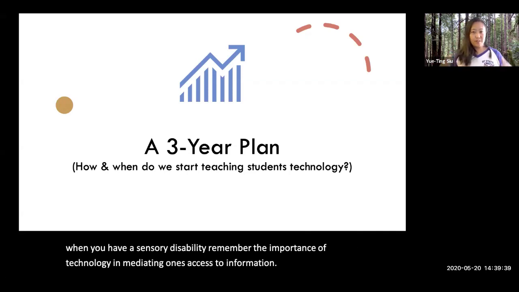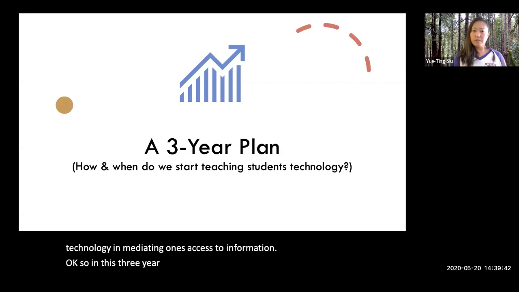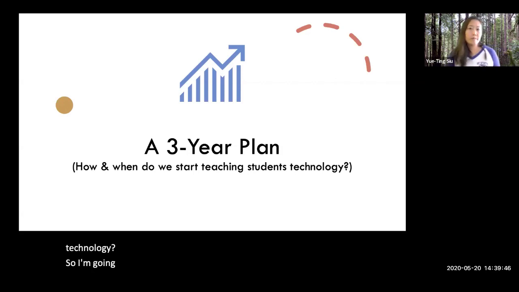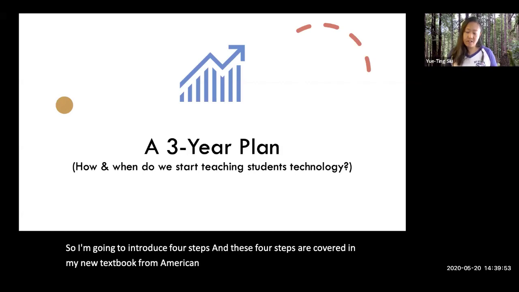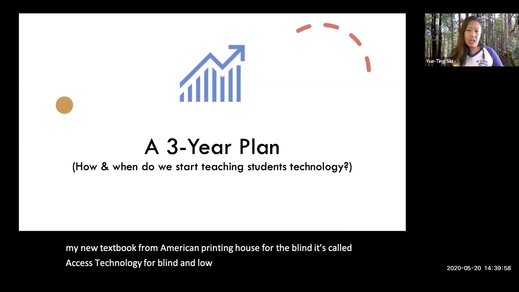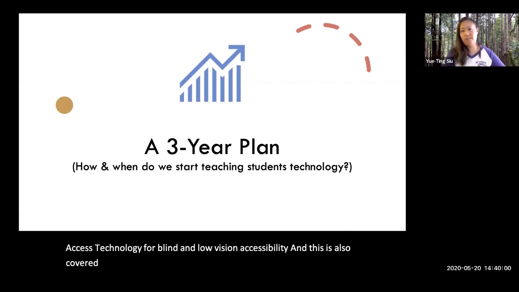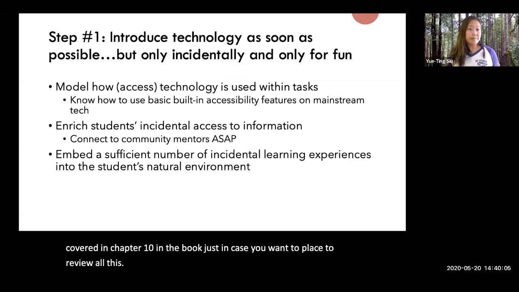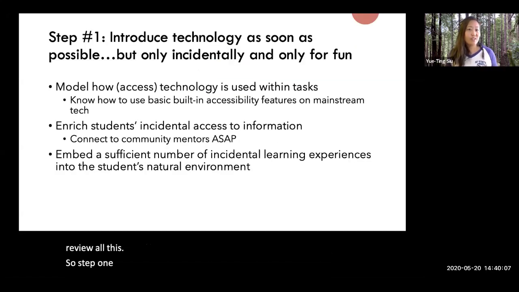Okay, so in this 3-year plan, how do we start teaching students technology? So I'm going to introduce 4 steps, and these 4 steps are covered in my new textbook from American Printing House for the Blind. It's called Access Technology for Blind and Low Vision Accessibility, and this is also covered in chapter 10 in the book, just in case you want a place to review all this. So step 1, introduce technology as soon as possible, but only incidentally and only for fun.